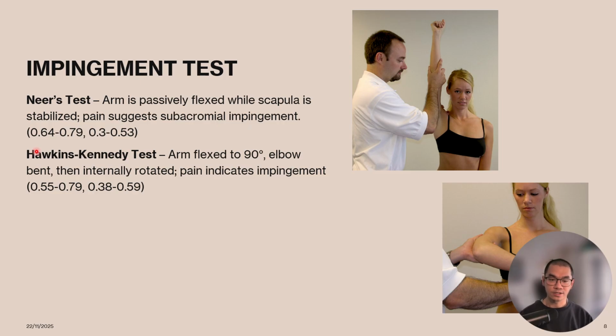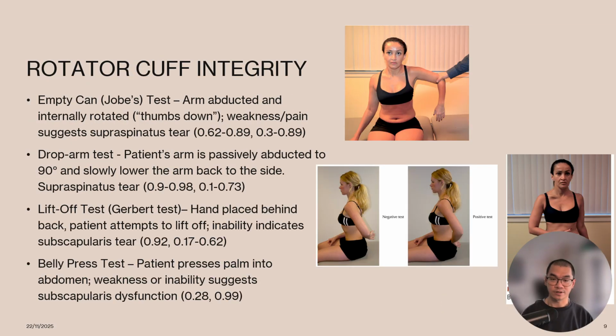I wrote them down as a range, and that depends on what research studies were published. So you are not going to memorize a single digit or value for each test. You have to comment in a ballpark figure. That will tell us if there is any shoulder impingement syndrome. But in other conditions, they can also be positive.